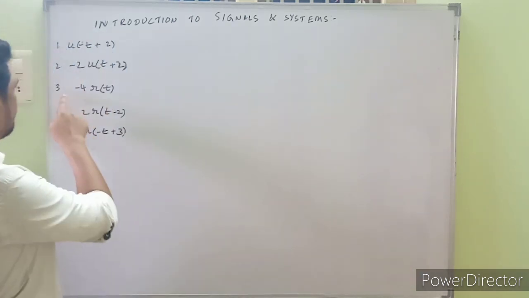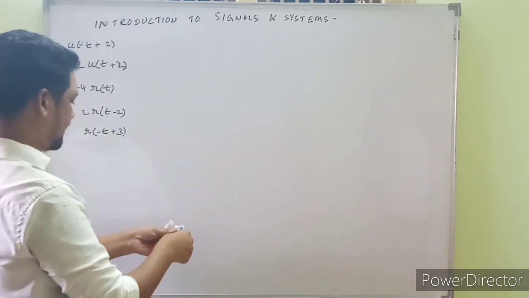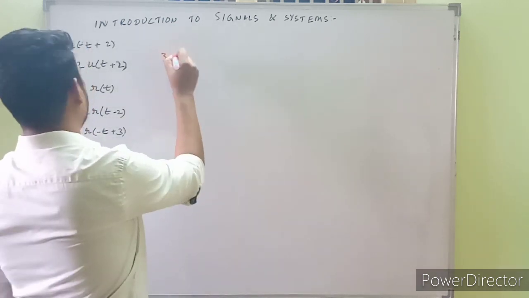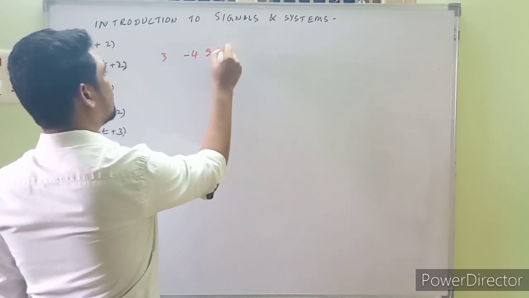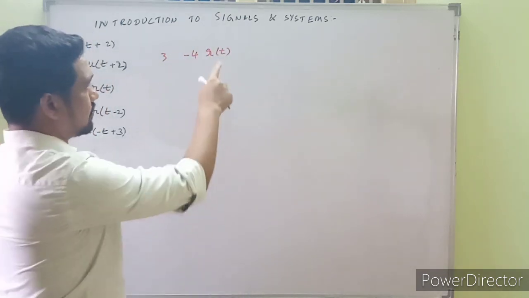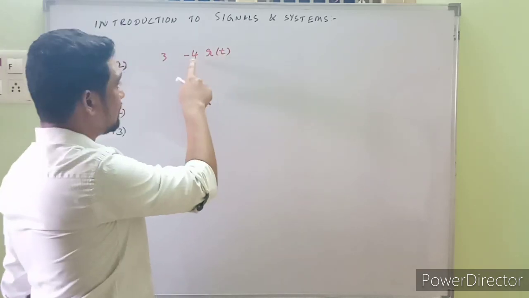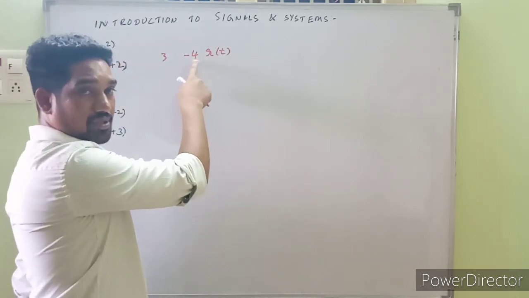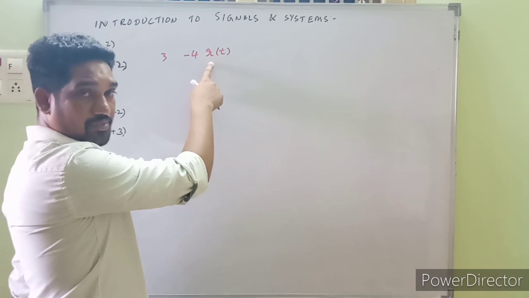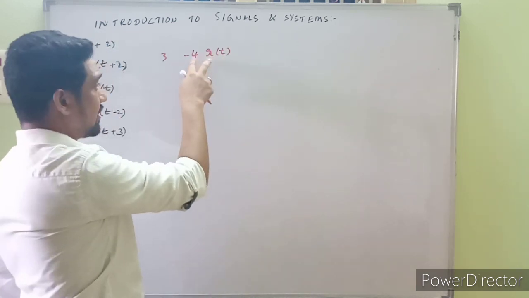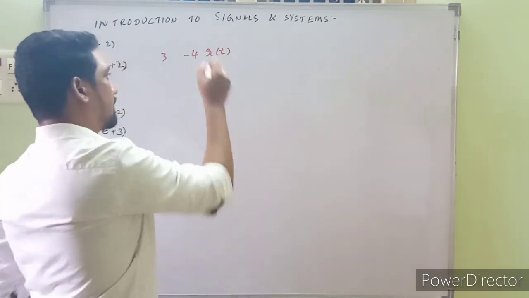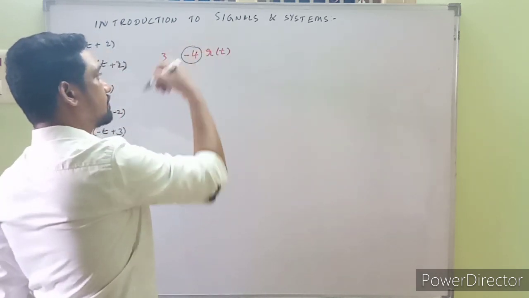Now considering the third one. The third one is minus 4 r of t. Now this is interesting. A positive time, and this is with a negative slope. It's a ramp signal, right? It's a ramp signal with a positive time with a negative slope. You have to understand if it has got some significance, what this minus 4 is.